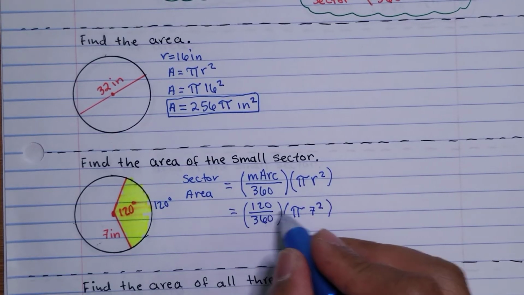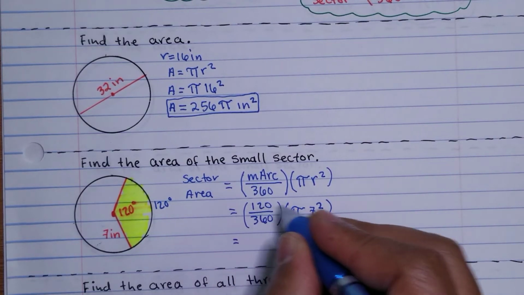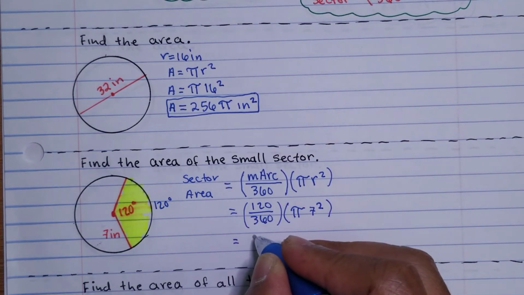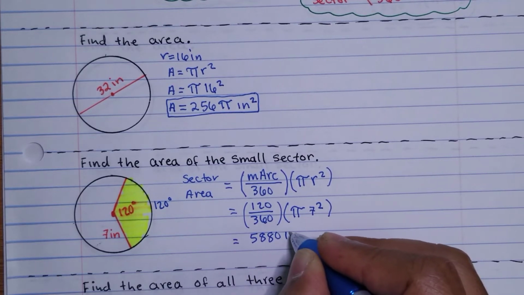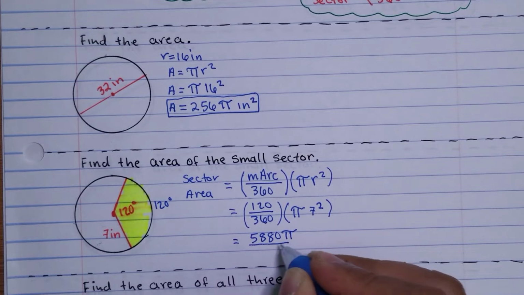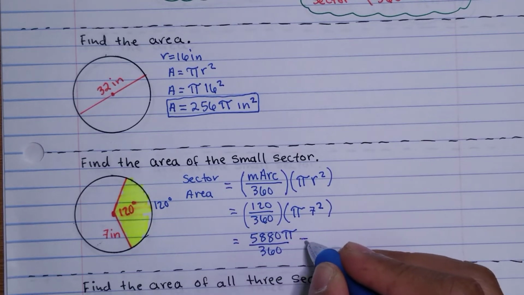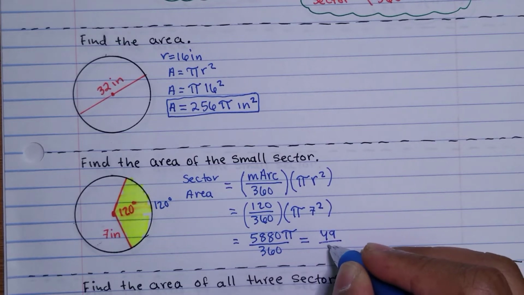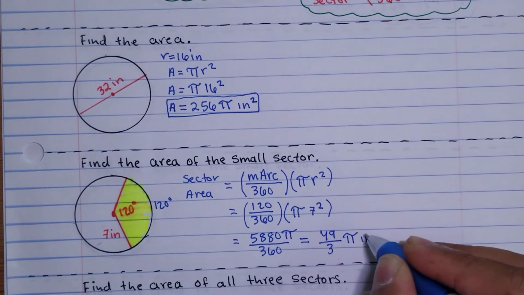And when you enter this in your calculator, let me see, this is going to be 120 times 7 squared, which is going to give you 5,880 pi, and then divide this by 360. So I'm going to simplify this. When you enter this in your calculator, this simplifies to 49 over 3 pi, and again this is inches squared.